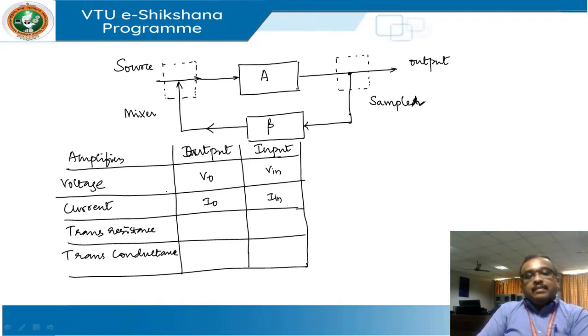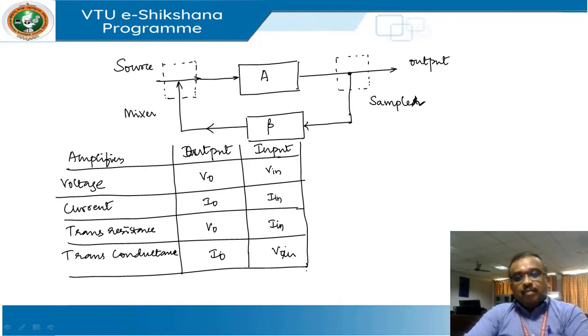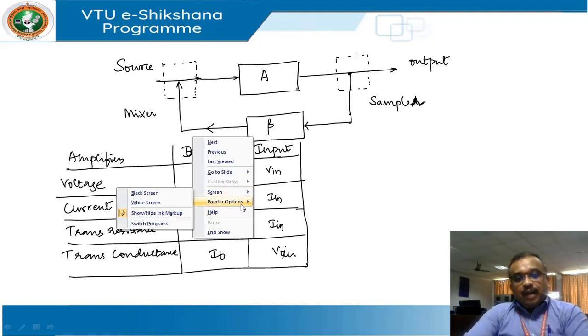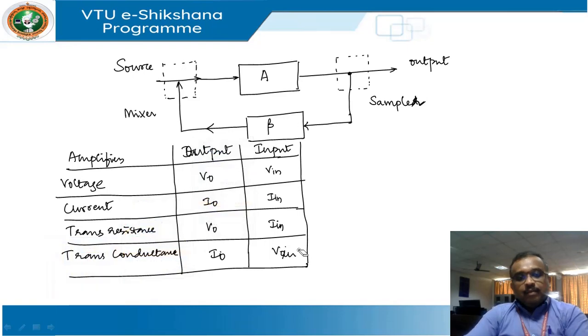Transresistance is very simple to remember. When I say resistance, you say V by I. V is relevant to the output and I is relevant to the input because it's an amplifier and we are defining the gain. So it will be Vo and Iin. Transconductance is the reverse of resistance, so it is Io divided by Vin. Let me erase this and write the correct one: Io divided by Vin.